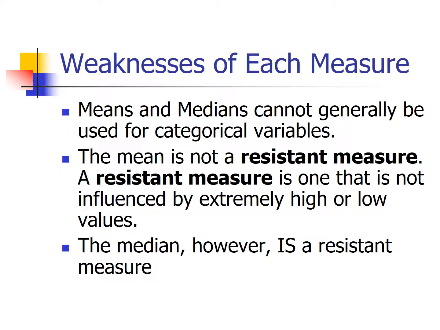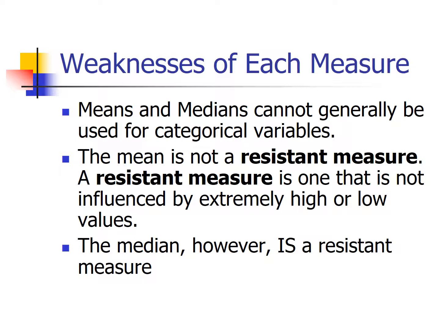So let's restrict our attention now to quantitative variables. If it's quantitative, should I use a mean or should I use a median? It's a really good question. Part of what the answer boils down to, actually the main thing, is the fact that the mean is not what we call a resistant measurement. A resistant measurement is something that is not unduly influenced by extremely high or extremely low numbers. The median is a resistant measurement, so that gives it a bit of a leg up on the mean.